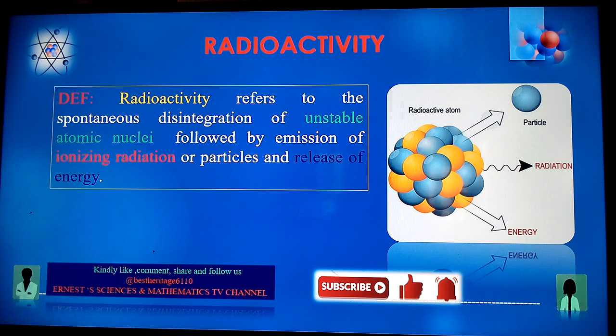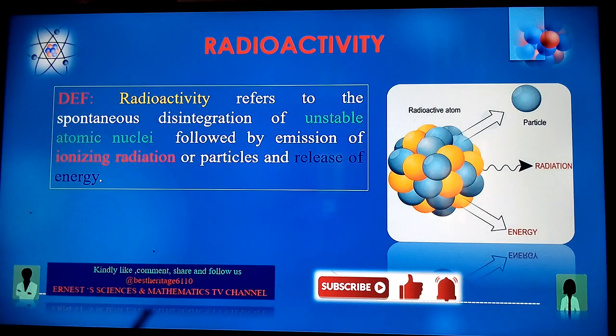This is a phenomenon experienced in the actinide series of the periodic table that we discussed in one of our videos. I am going to put a link to that discussion in the description box so that we can check which range of elements in the periodic table undergo radioactivity. So this definition gives us an insight into what this process entails.